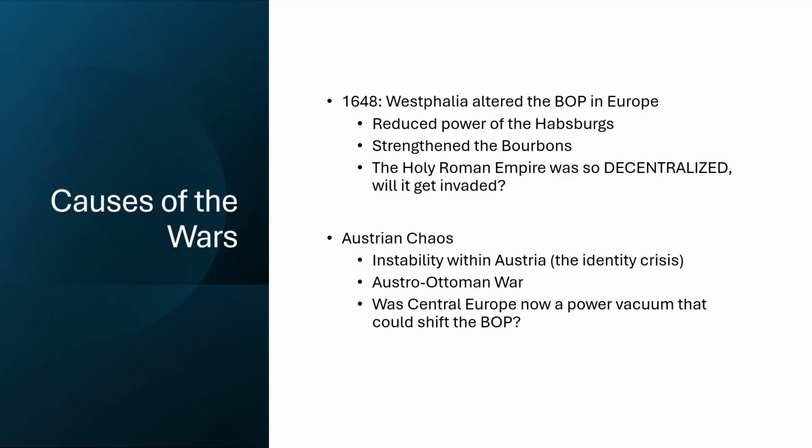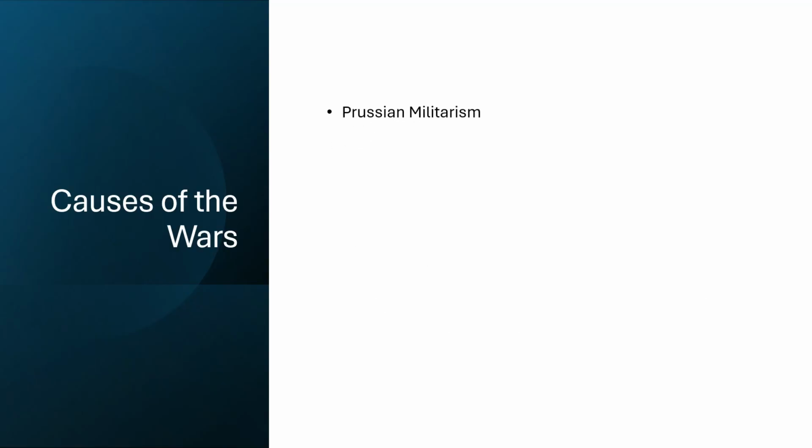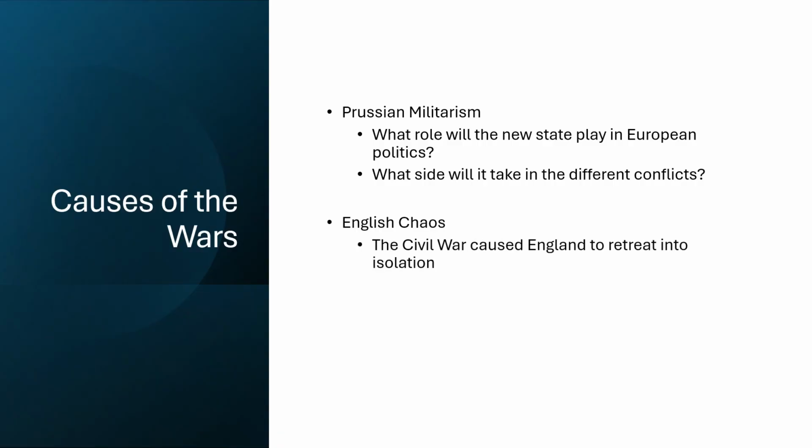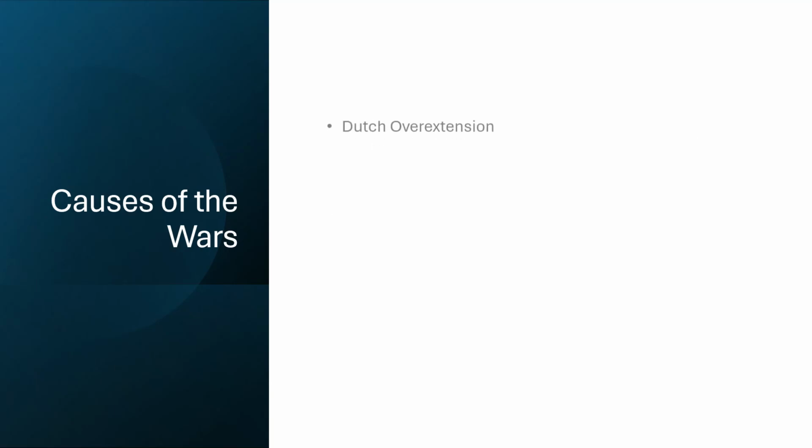So we have this chaos going on. Prussian militarism with Frederick William, the Great Elector. We know that really they became a very significant military power. What's going to happen? Is it going to use its military in battle? Is it going to use it as a diplomatic tool? And then we throw in the Stuart chaos of Great Britain. England has retreated into some isolation. Can England maintain the balance of power in Europe? Is that going to be the issue? Is France free to do what it wants?